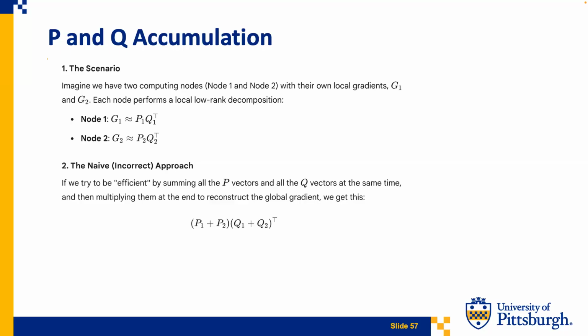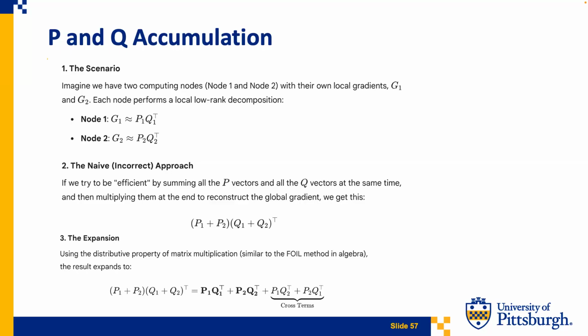Why? If you expand this equation, what we have is P1 plus P2 times Q1 plus Q2. You get P1 Q1, P2 Q2, plus all these cross terms. The first two terms equal G1 and G2, but we have two extra cross terms now. Does that make sense? Now it's a little bit off. We are no longer recovering G1 plus G2 with this factorization.